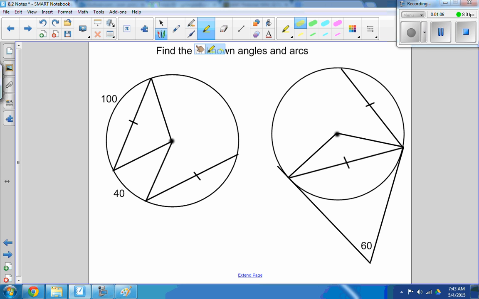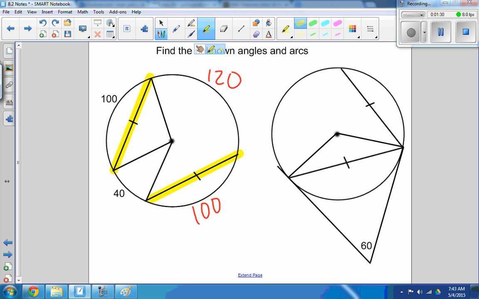So here we go. Let's start with that property we just talked about. Those two chords are congruent, thus these two arcs are congruent. And all the arcs in a circle add up to 360. So it's 360 minus 100, minus 40, minus 100, and we get this arc is 120 degrees.